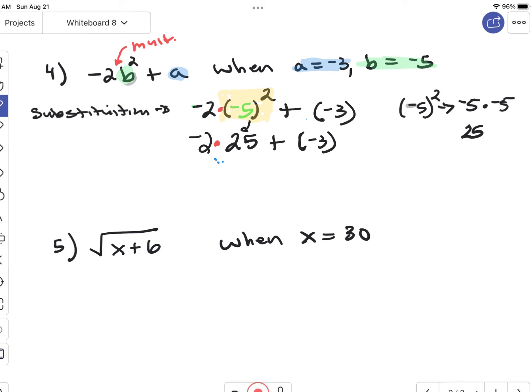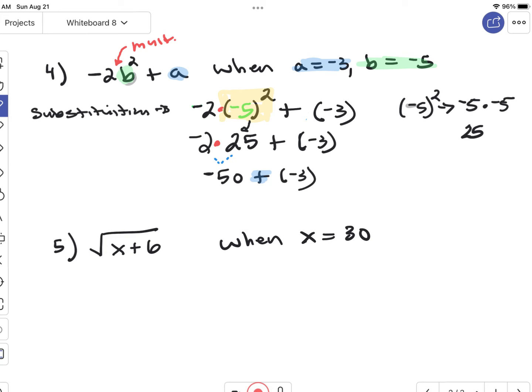Then don't we have to multiply next? So a negative 2 times a positive 25 is a negative 50. Right? When the signs are different, when you're multiplying negatives, you have to really know your sign rules, and you're adding and subtracting. So we are adding a negative 50 plus a negative 3.